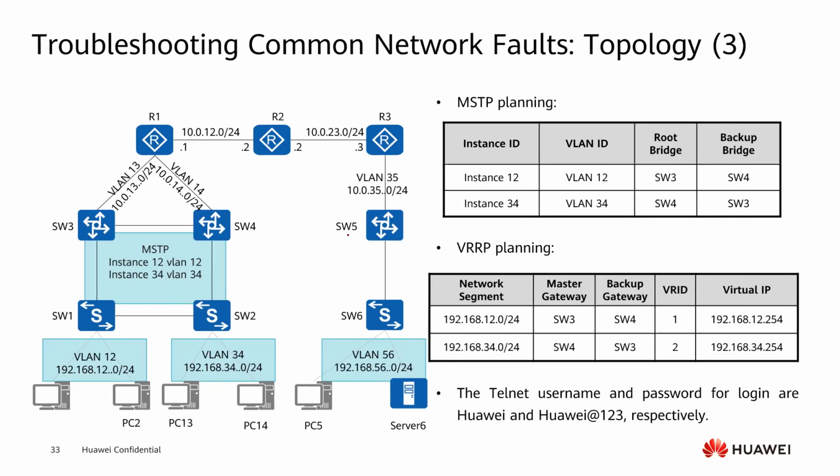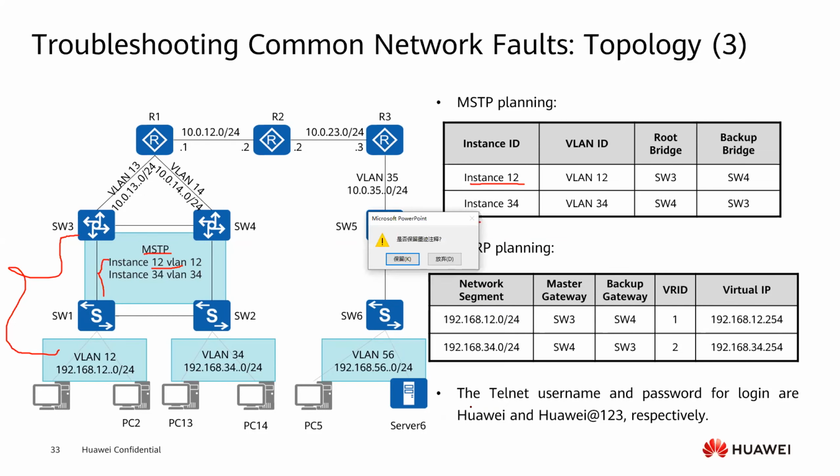Okay. For the layer 2 network, we run MSTP. This is the MSTP planning. We can see the instances. We created two instances. Instance 1 uses VLAN 12 here, PC1 and PC2.